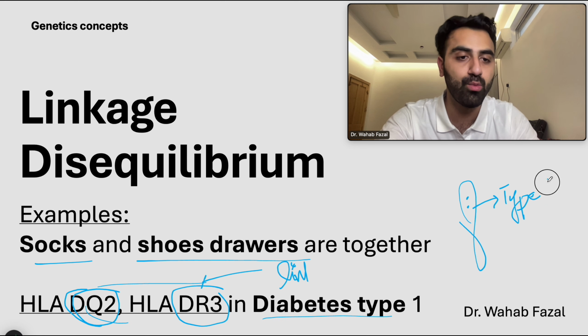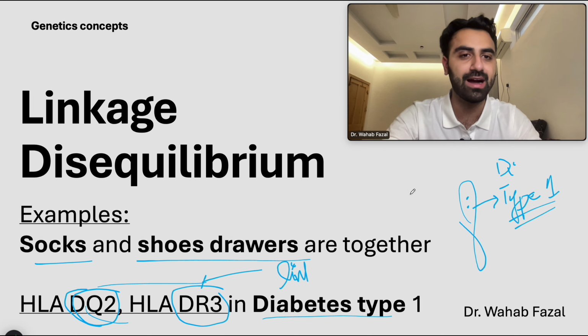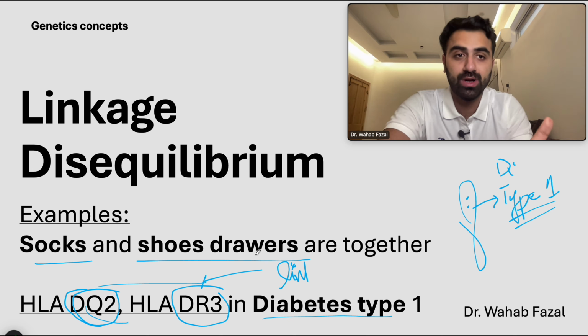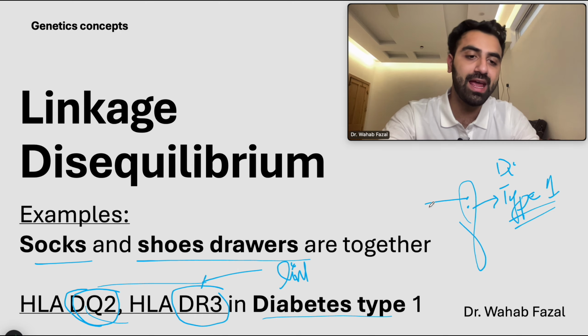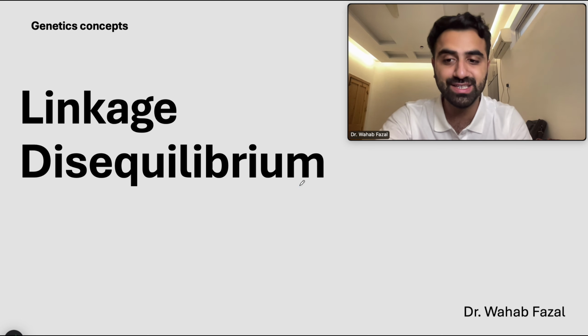You just see them more often being inherited in people with diabetes type 1. So it helps us in clinical understanding of who are the people that might be predisposed to having diabetes type 1, even though we don't understand what the relationship might be, but we just know that gene A and B are located together and they are usually inherited in people with diabetes type 1. That's the concept of linkage disequilibrium.